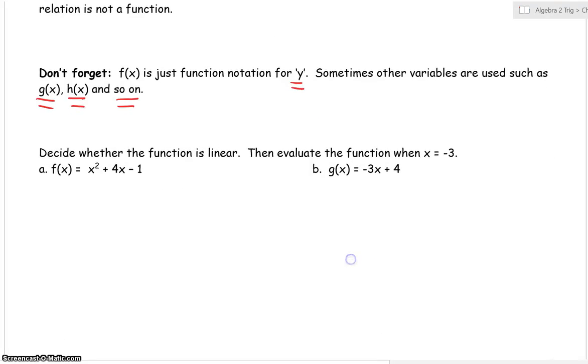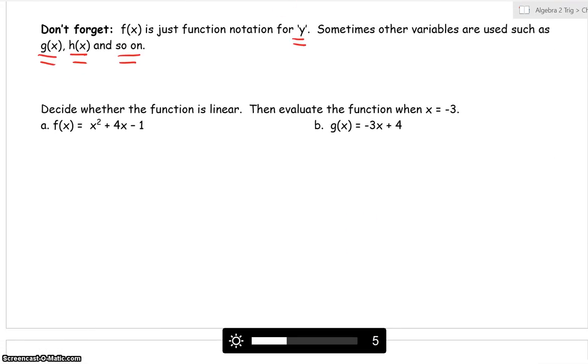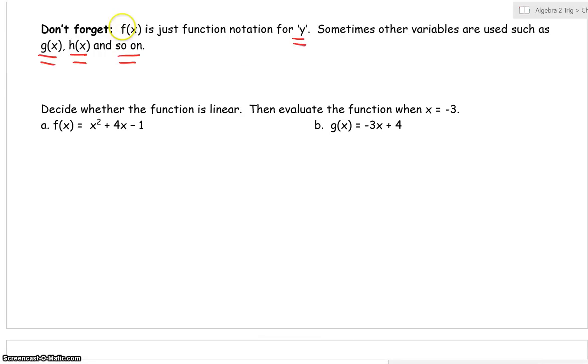All right, last part is decide whether the function is linear or not. So if the function is linear, it has linear qualities. So I'm going to go straight to B because this is a linear function because it's in the format of y equals mx plus b. That's how I could tell.